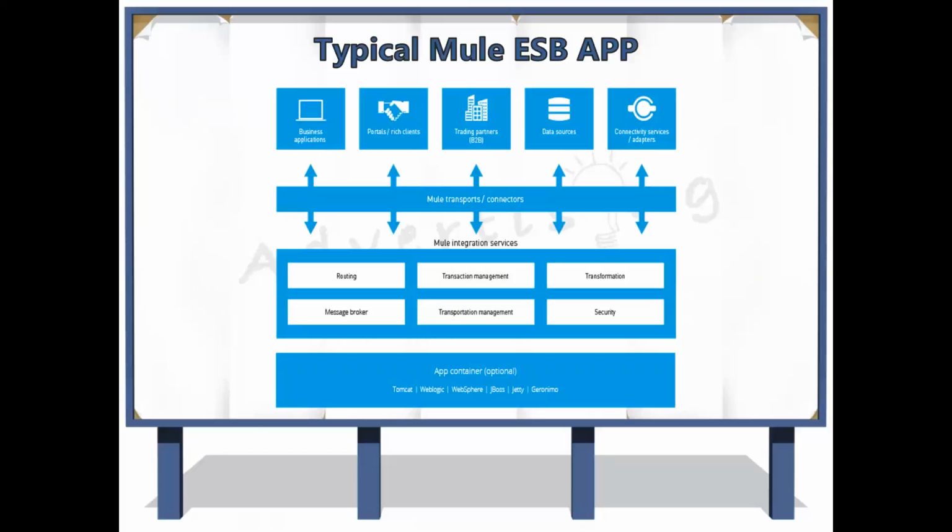So this is a typical Mule ESP application. If you see, these are the end systems: business applications, portals, trading partners, databases, and connectivity services. You can say APIs. So these transports and connectors are basically where the protocol comes into the picture. Here, this can communicate with HTTP, TCP, or any other different protocols. Databases have their own protocols, and connectivity has REST APIs.